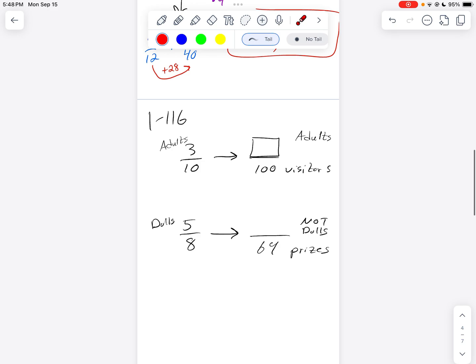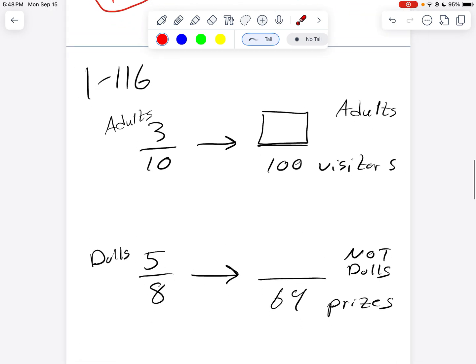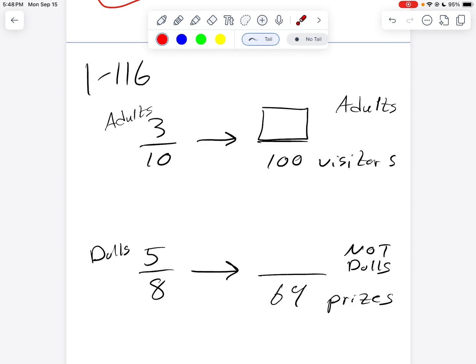Now the next one's here. We have, let me find the number here, which is this one. Mario was visiting the carnival when he noticed a few number relationships. He says, if 3/10 of the visitors were adults and there were 100 visitors, how many visitors were adults? Okay, so here's our 3/10, and he knows that there's 100 total visitors at this place, and we want to know how many adults there must have been.